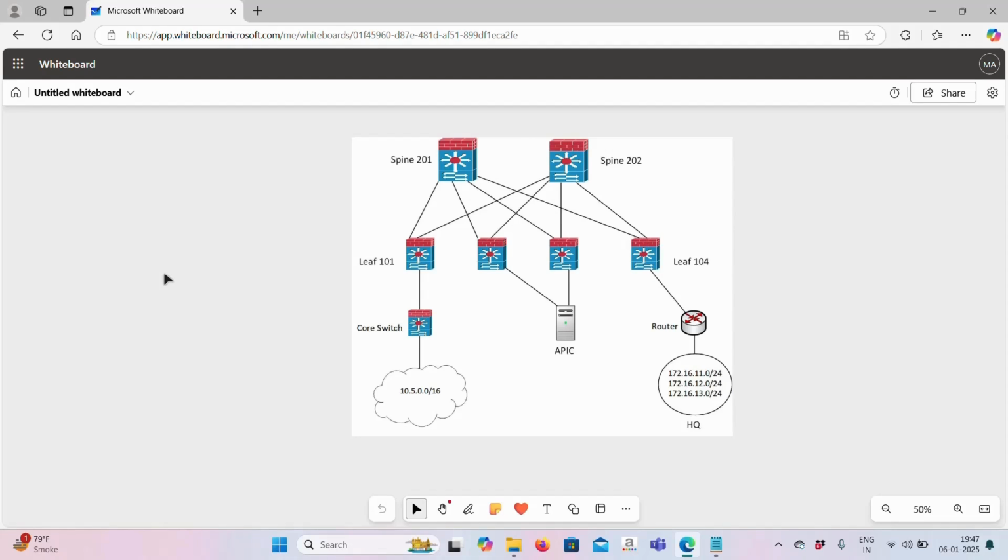The fourth protocol we have is the COOP protocol. Let me just clear my whiteboard to explain the fourth protocol, which is the COOP protocol. That is basically the Council of Oracle Protocol. Let me open a network diagram to explain the COOP protocol.